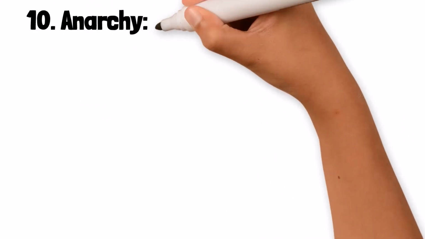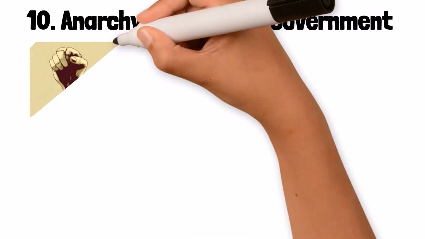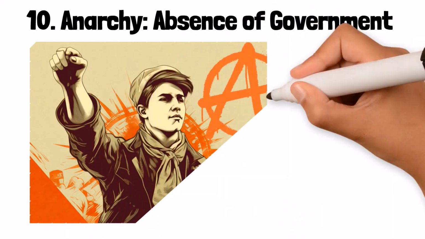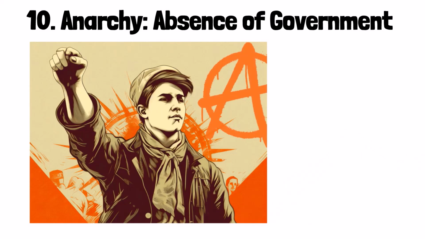10. Anarchy, absence of government. Anarchy is a situation where there is no formal government or governing authority. In an anarchic state, there is no centralized control, and society operates without a structured system of law or governance.